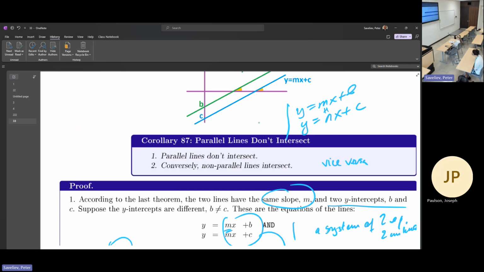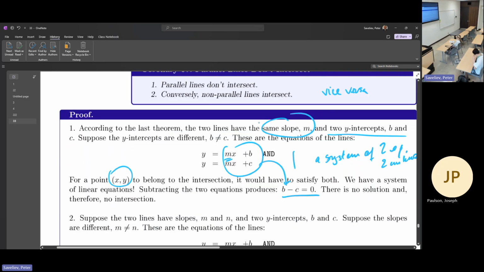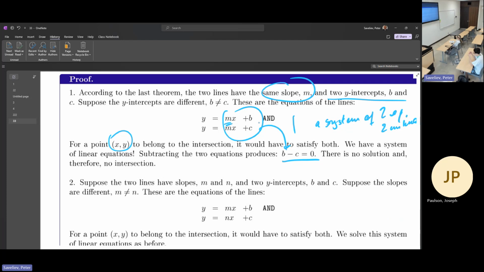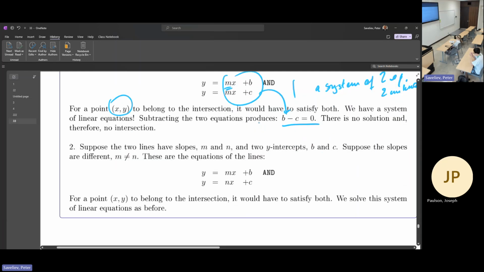In other words, to find x and y, which is, geometrically speaking, the point of intersection that lies in both of these two lines. So well, you can notice what happens. These are the two equations, and then xy belongs to the intersection if it satisfies both. We solve this equation, and this is what we discovered. Everything falls into place once we start solving it.